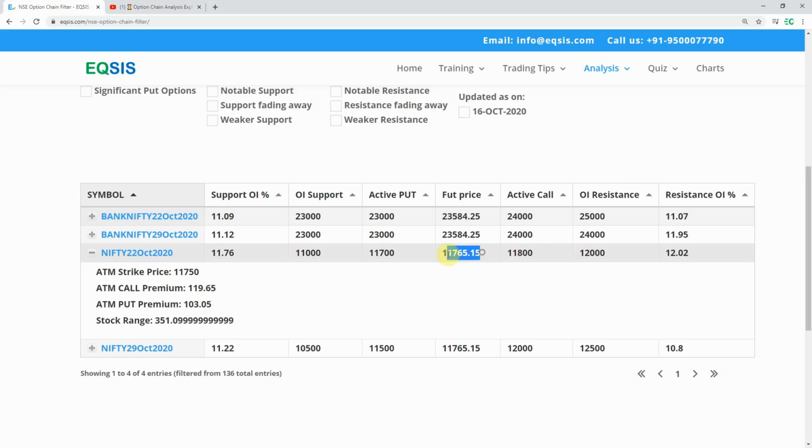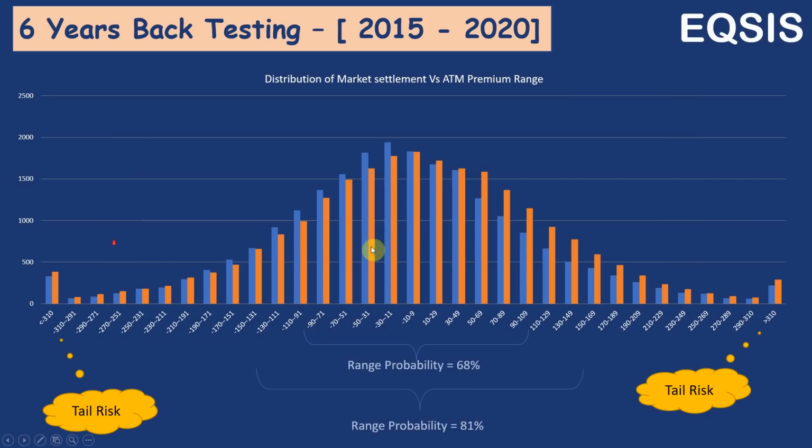So if you look at this range now, the market is at 11,765 with 120. If someone is asking me the range, I see the range is something like 11,600 to 11,900, and the probability of the market being inside is close to 68%. There is also a second level of standard deviation which I can talk about. Let me slightly get into the chapter.